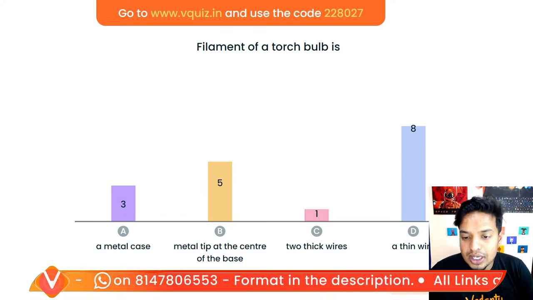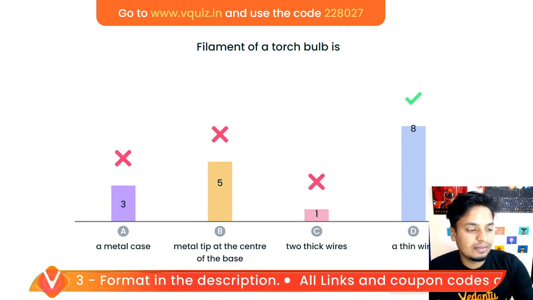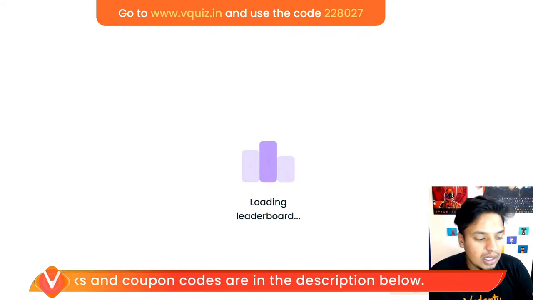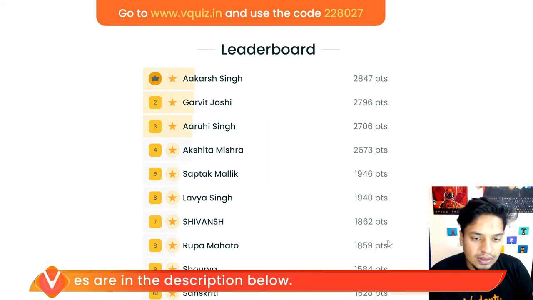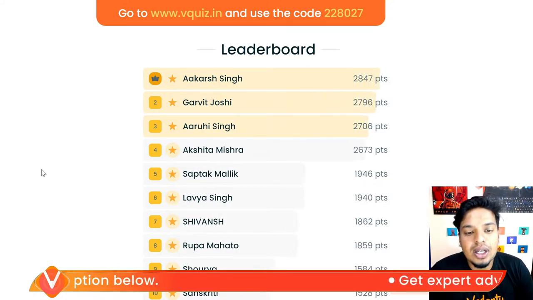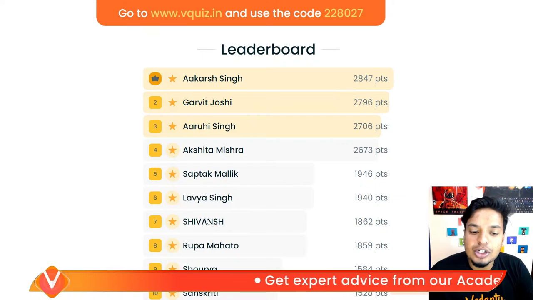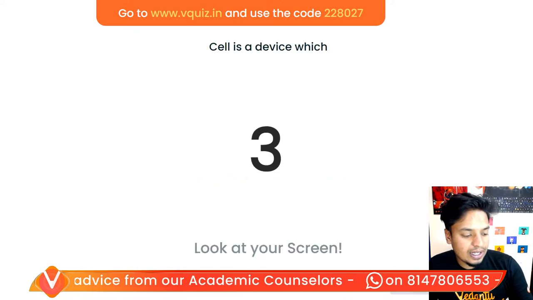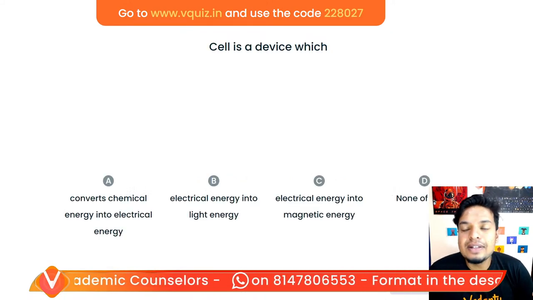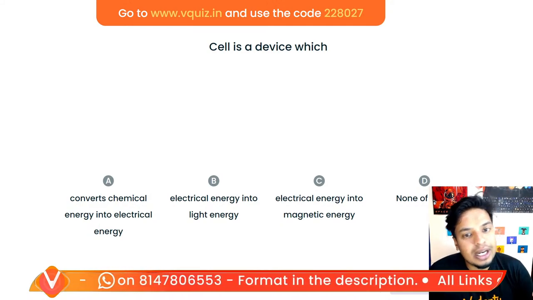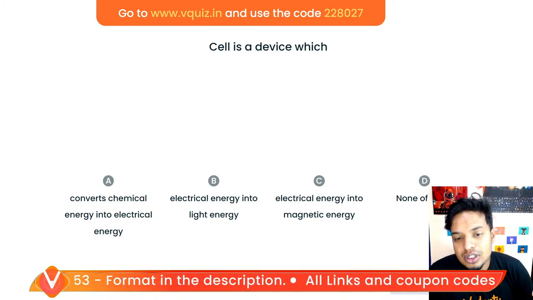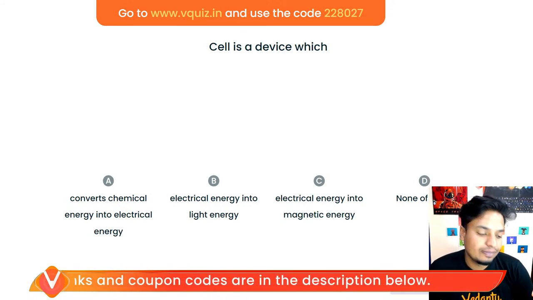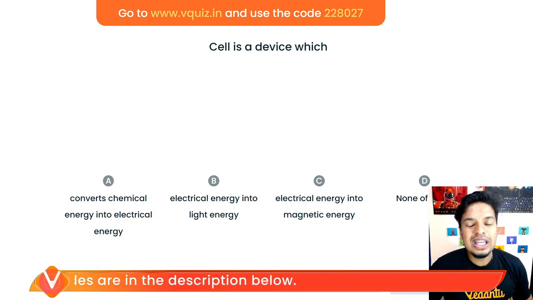Okay. So it is option D. It's a thin wire, tungsten. Right? Exactly. Now comes the next one, guys. Leaderboard, everybody. We have Akarsh, Garvit, Aruhi, Akshita, Saptak, Lavya, Shivansh, Rupa, Shaurya, Sanskriti. Great job. Question number 5 on your screen. Cell is a device which converts chemical energy into electrical energy, electrical energy into light energy, electrical energy into magnetic energy, none of this. Cell is a device which does what? What an easy question this is.